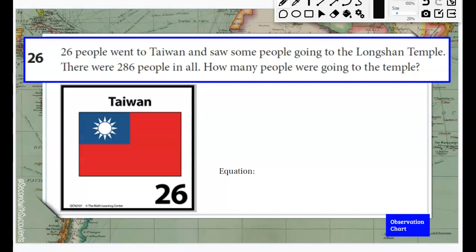Show a connection if your equation looked like this. There are 26 people who went to Taiwan. They saw some people going to the Longshan Temple. There are 286 people in all. Our sum tells us our missing part is one of our two add-ins. Use one of your strategies to solve this problem. Then we'll look at it together. Use your whiteboard to show your work.